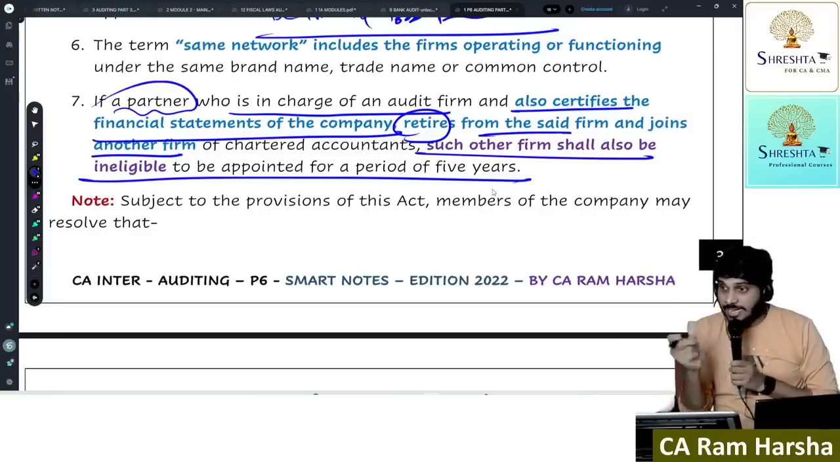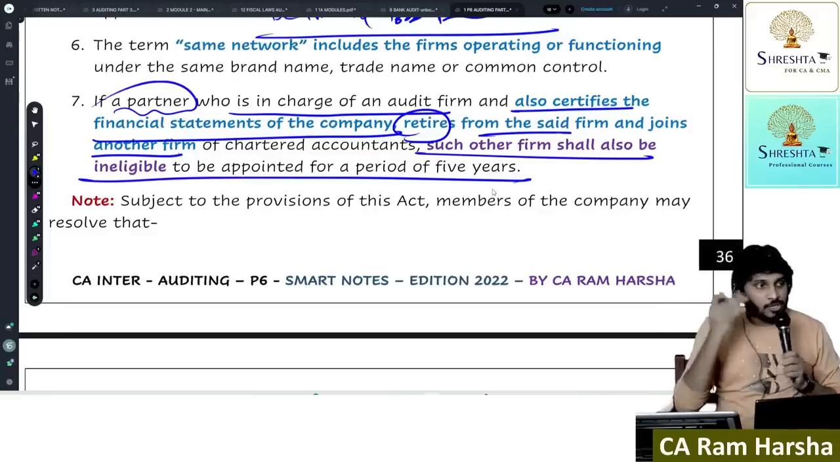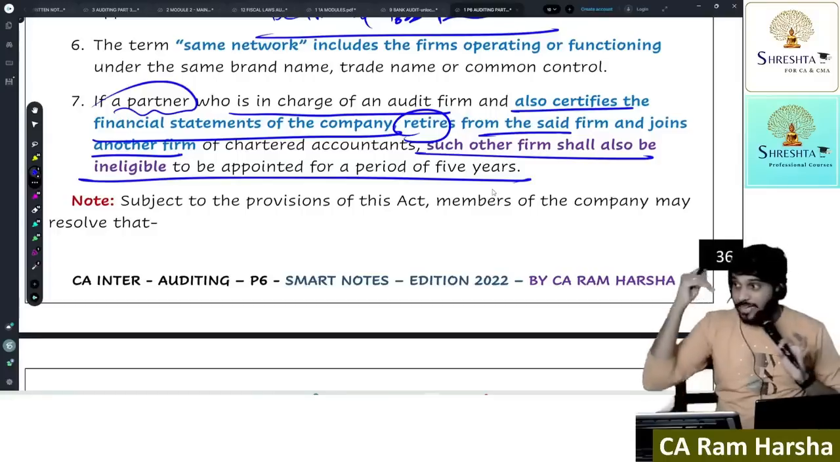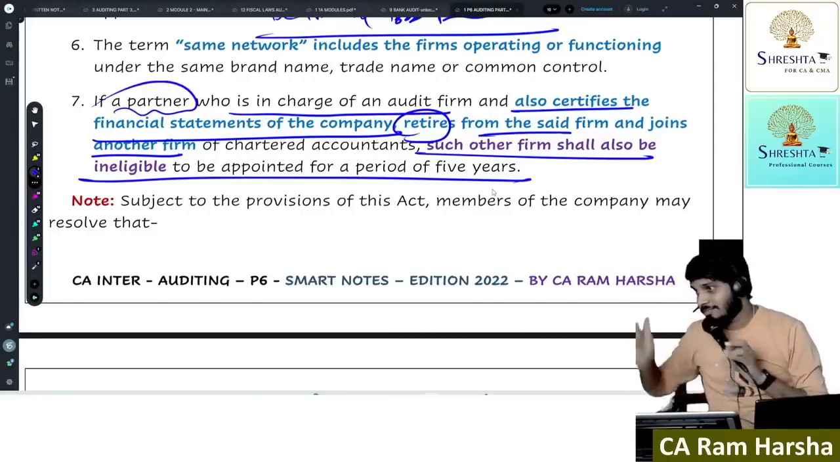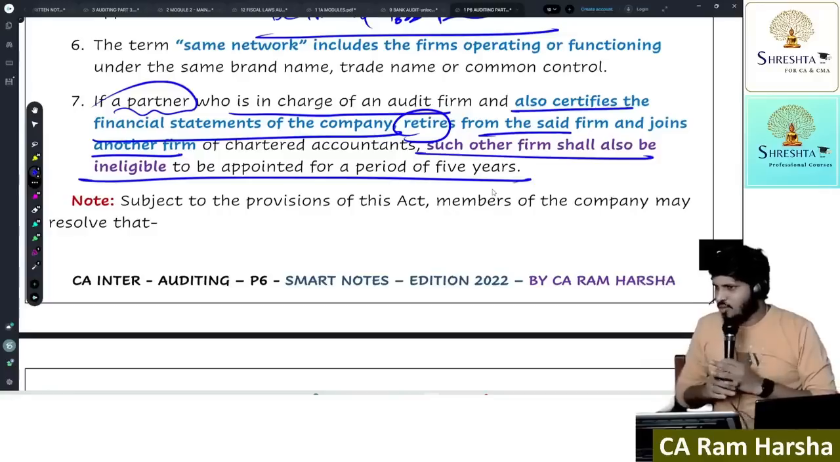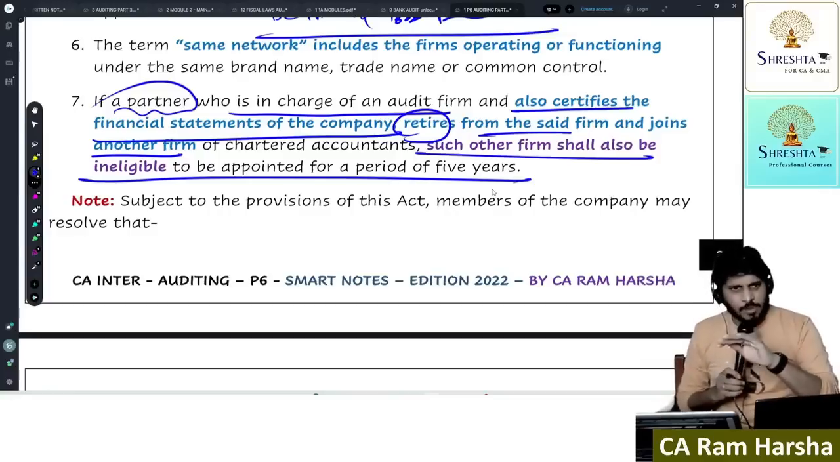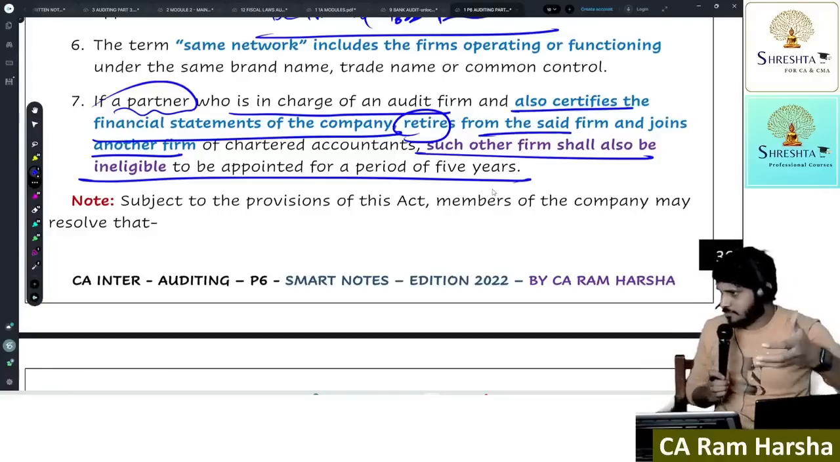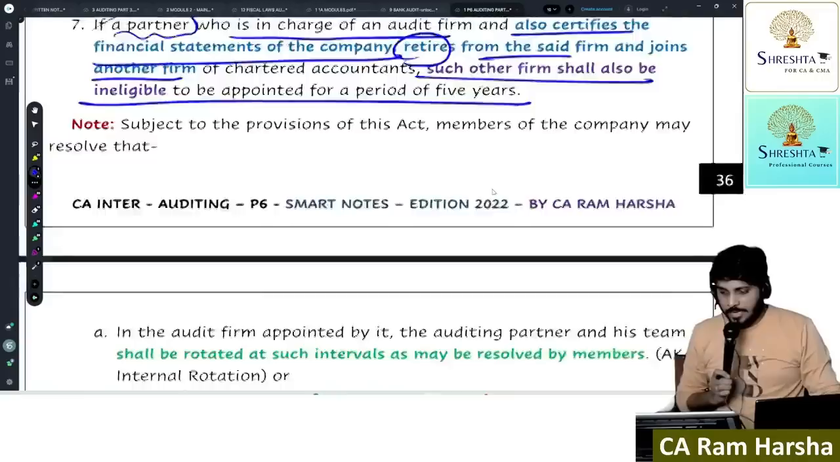Accordingly, if at all there is a resemblance of the partners, don't accept that audit. Don't accept them as an auditor. Clear? They only speak about 3 criteria, but that doesn't mean only 3 you need to look into. Understand the logic behind that and accordingly fulfill it. Clear? Next.